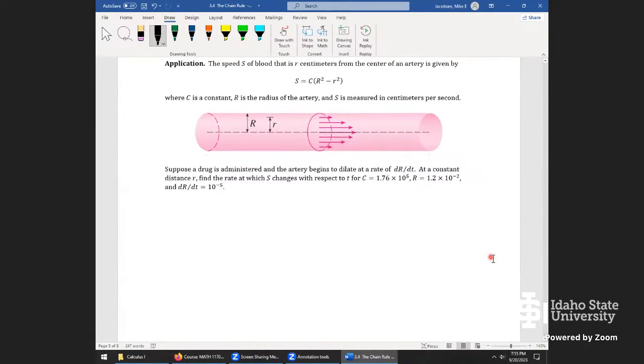So this application is kind of tricky. What makes it tricky is we don't have x's and y's, and we should expect it in an applied problem like this.